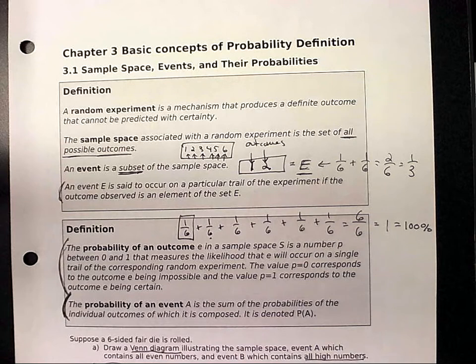All right, so what we started to do last class was we started to do chapter 3. I think we spent about 20 minutes or so on chapter 3. And we started to talk about basic concepts of probability.